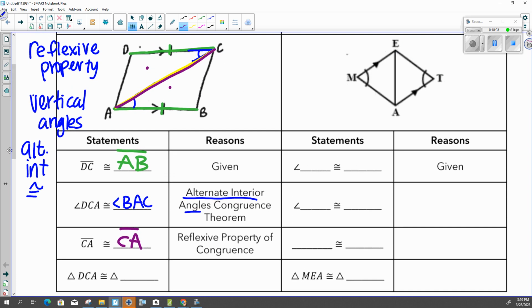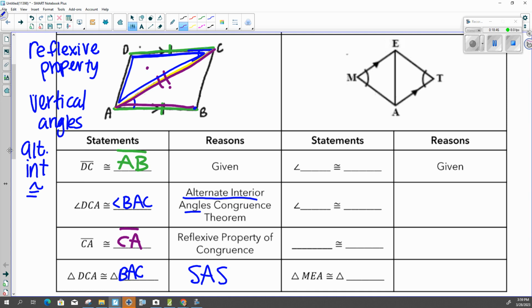So because I know those things, I have a side, an angle, and a side. So I can conclude that triangle DCA, this whole triangle, is congruent to triangle. Now I've got to be careful here. I'm going to start over here at B. From D to C, I went past the green line. So I'm going from B to A and ending at C. The order matters. Now my reason for this, again, is side, angle, side.